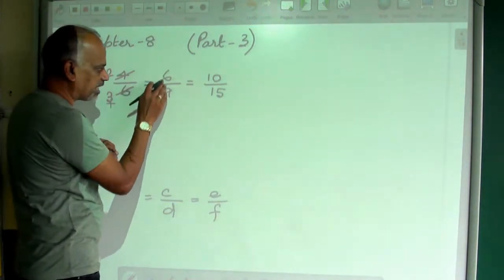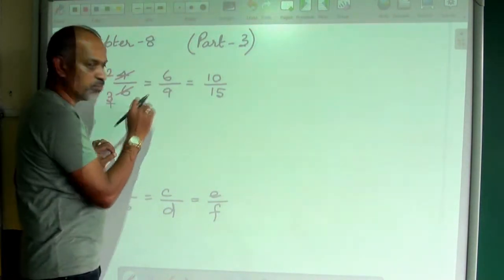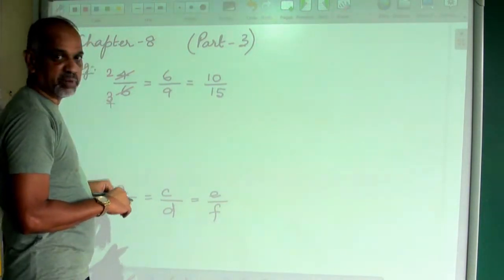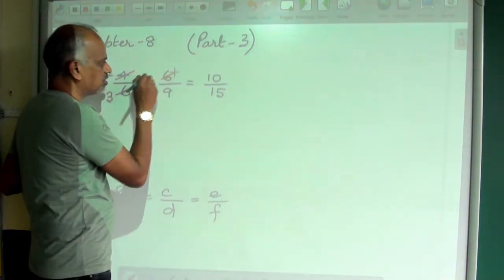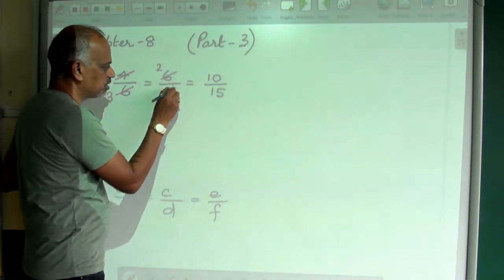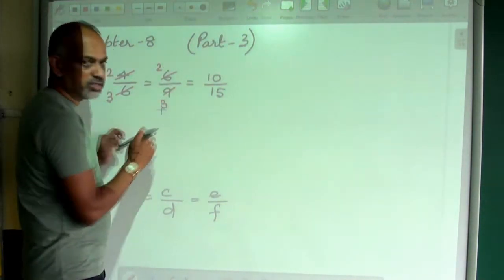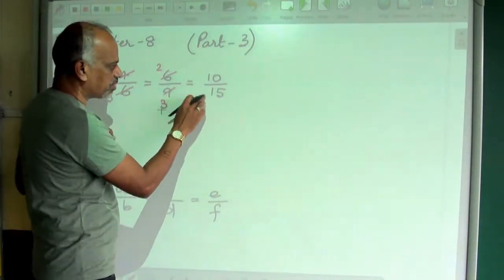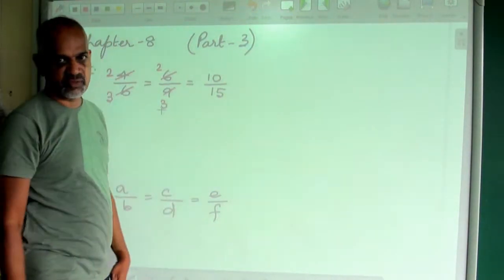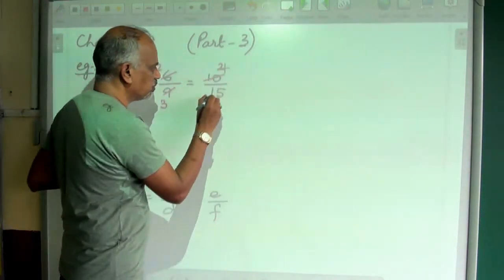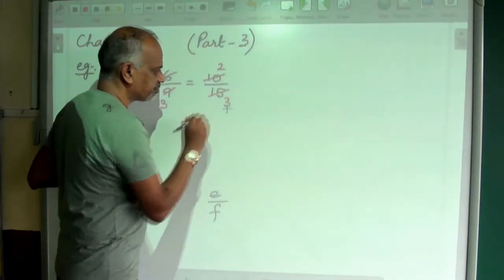Next ratio is 6 by 9. 6 and 9 both can be divided by 3. So let's divide both of them by 3. If you divide this by 3 you get 2, and if you divide this by 3 you get 3. The last ratio is 10 by 15. Both of them can be divided by the common factor 5. So let's divide both of them by 5. This you divide you get 2, this you divide you get 3.